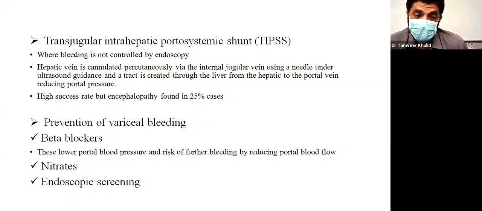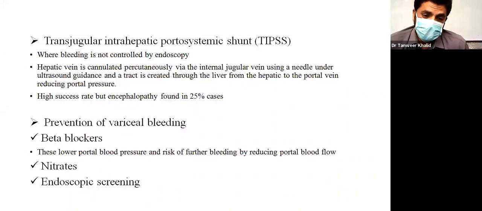As I told you, why does encephalopathy increase in these patients? The liver is the detoxification organ of the body. When the blood is bypassing the liver, traversing directly from the portal vein to the hepatic vein, detoxification cannot be done because blood is not passing through the liver. As a result, toxins and other things increase in the blood, which depresses the brain and causes encephalopathy. But its success rate is very high in patients with upper GI bleeding and it reduces the portal pressure significantly.